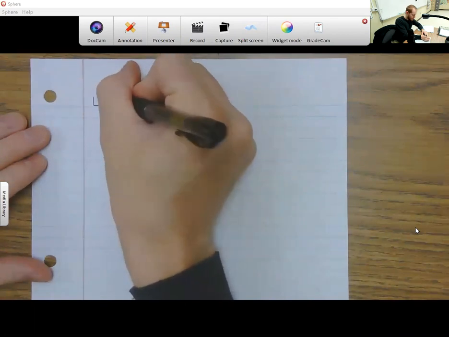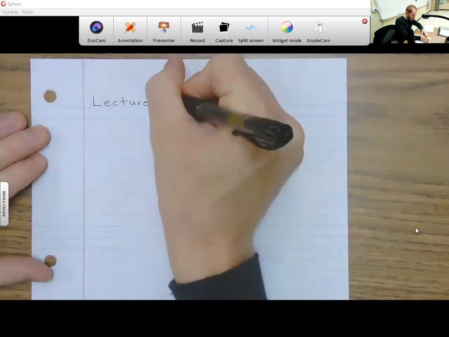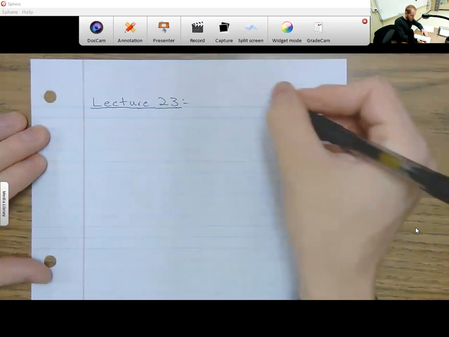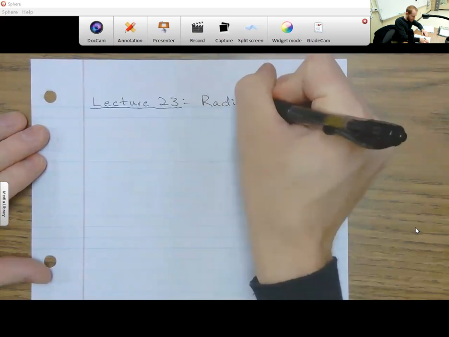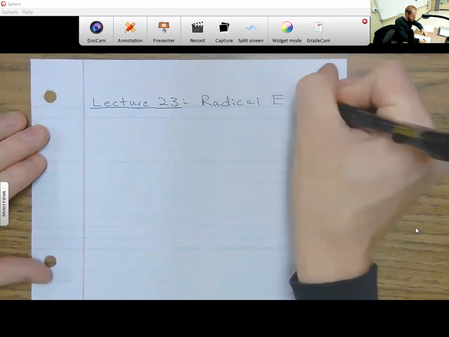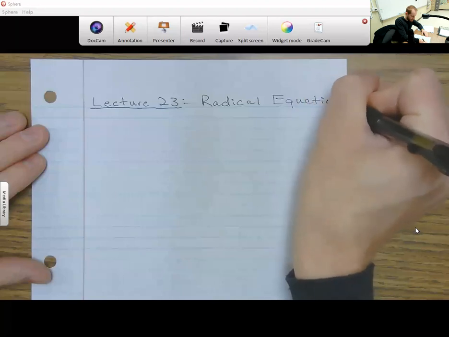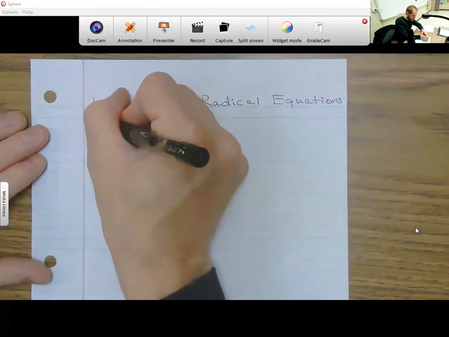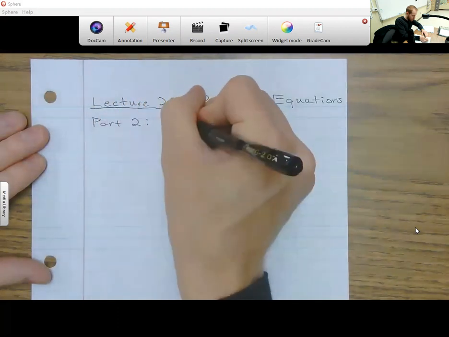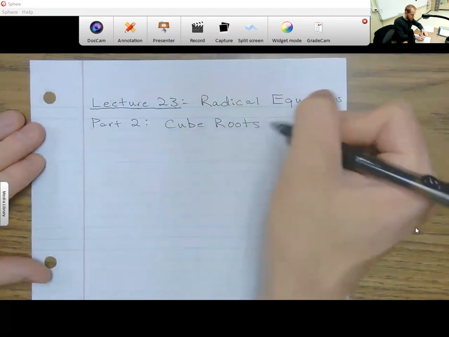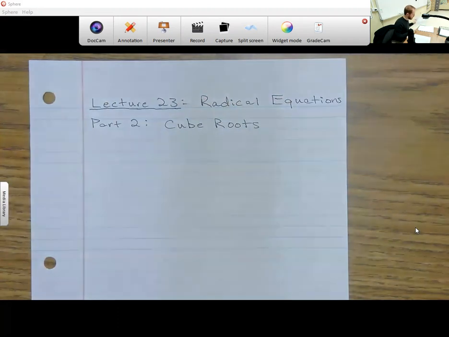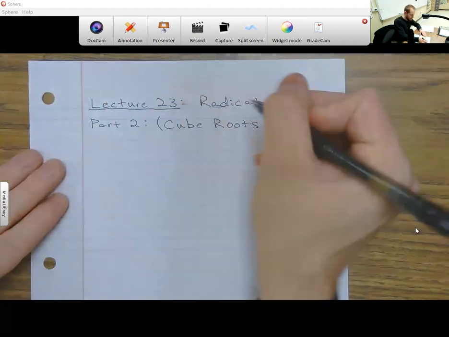All right. Lecture 23. Radical equations, Part 2. Cube roots. Yep, I think that's what we're doing. Let me put that in parentheses.